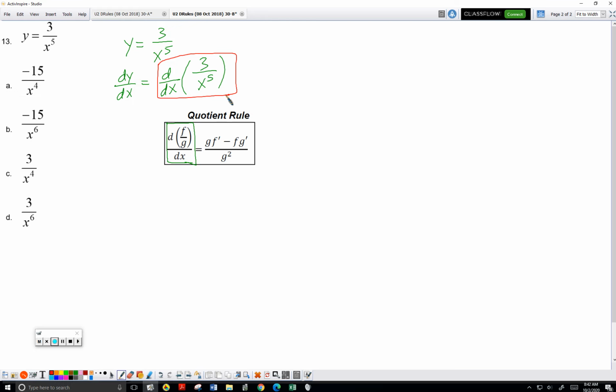So Elizabeth, what do you got? F is 3 and g. Perfect. Hands up if you knew it. 4 points, 5 for Elizabeth. So f of x is simply 3. G of x is going to be x to the 5th.